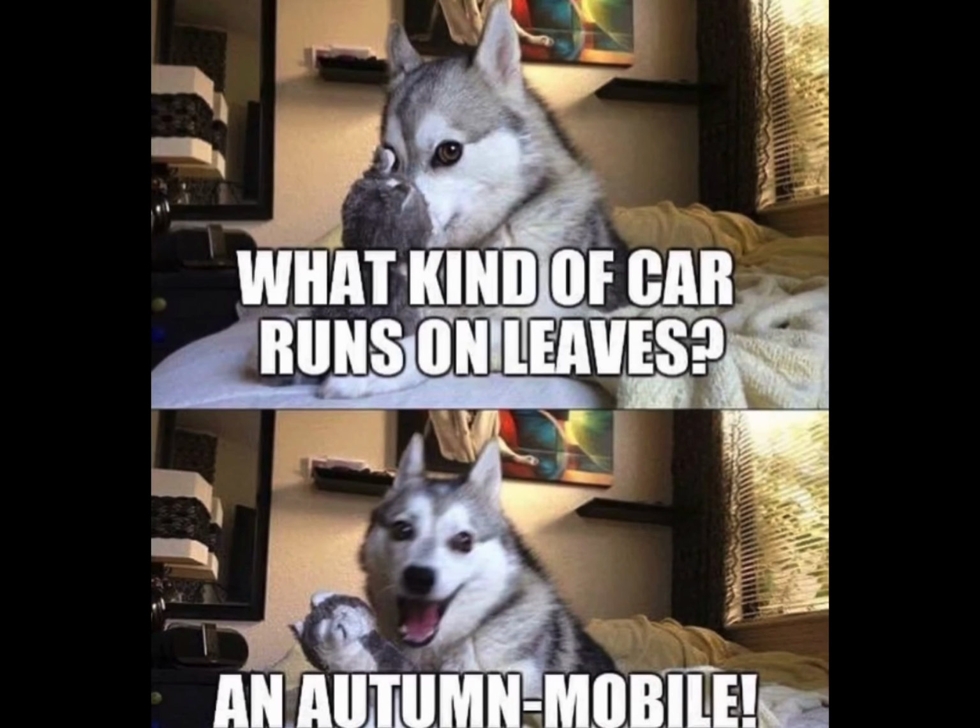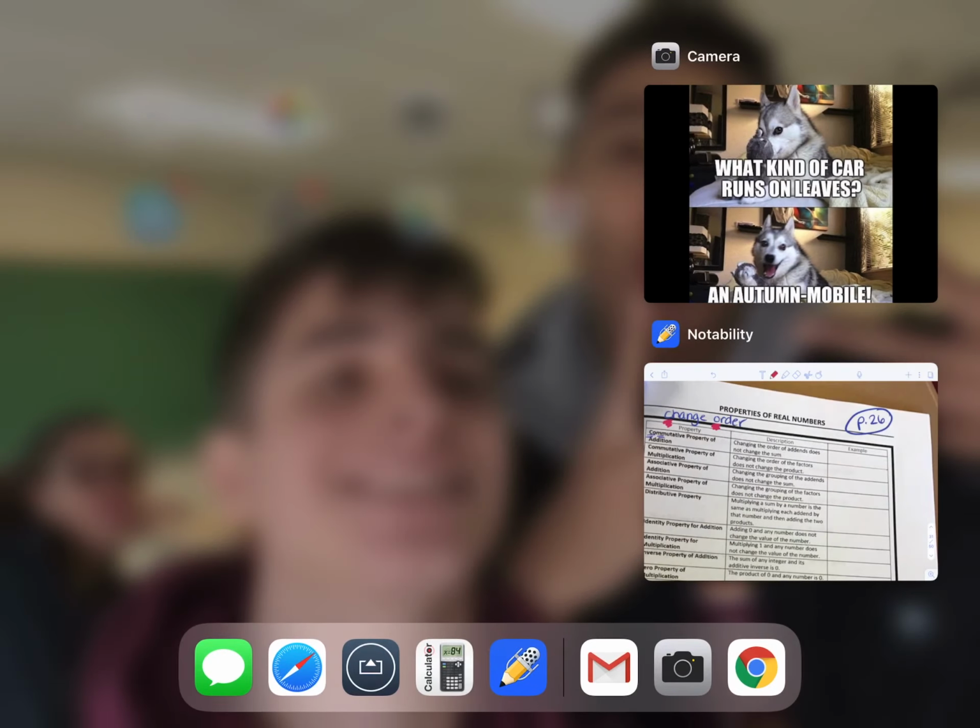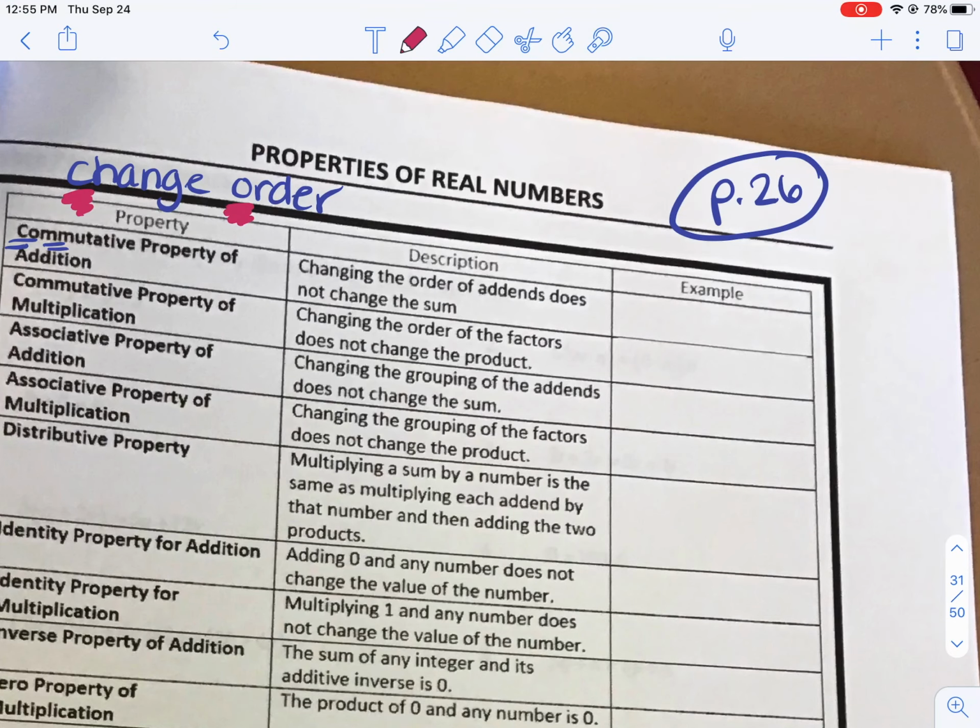I thought we'd start off with a little autumn joke. A lot of people said that their favorite animal is a dog, so what kind of car runs on leaves? An automobile. Alright, I hope you guys are having a great week and hopefully are avoiding all those leaves.